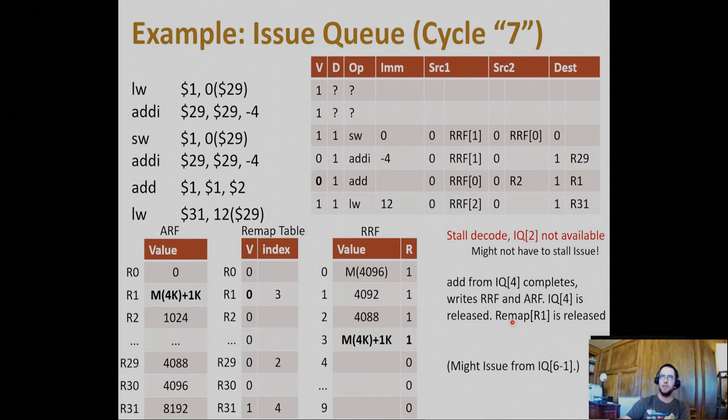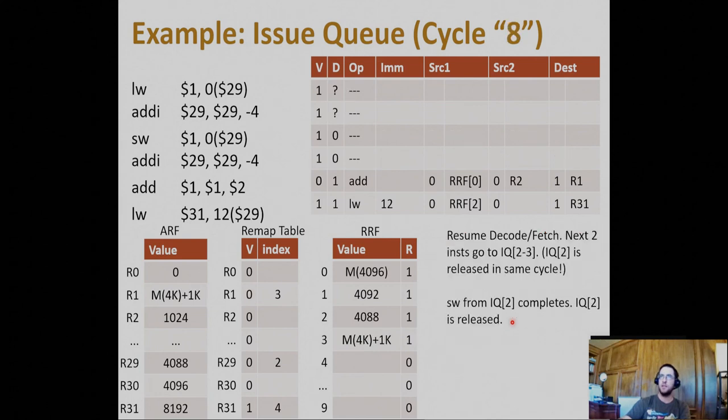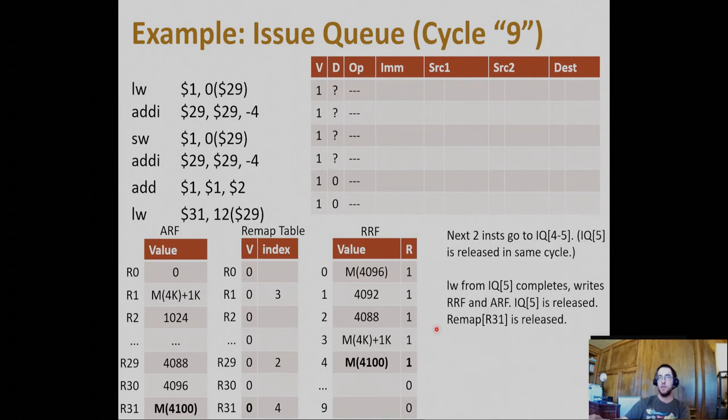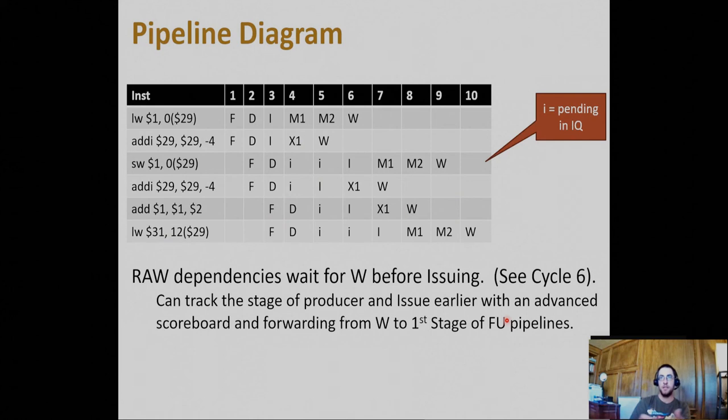And then in the next, we should have finished our store word on that cycle too, I feel like. Missed it. Maybe not. The next cycle the store word completes. The issue queue 2 is released, and so we can reuse it. One more cycle, the load word completes, updates the architectural register file, and we don't really know what the state of the issue queue is because we don't know what else the program is.